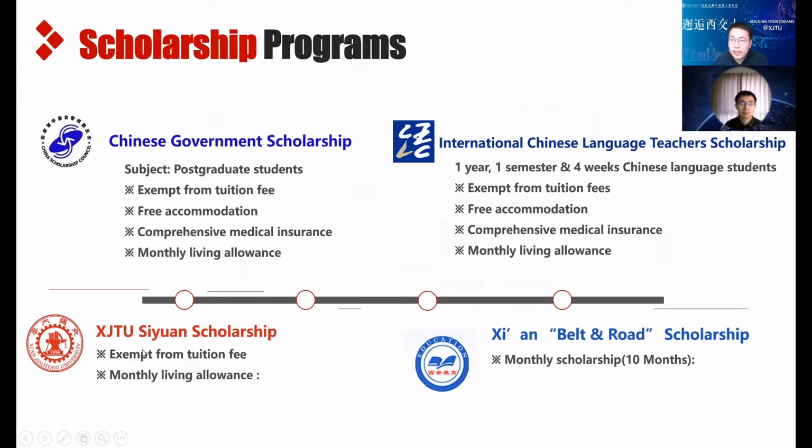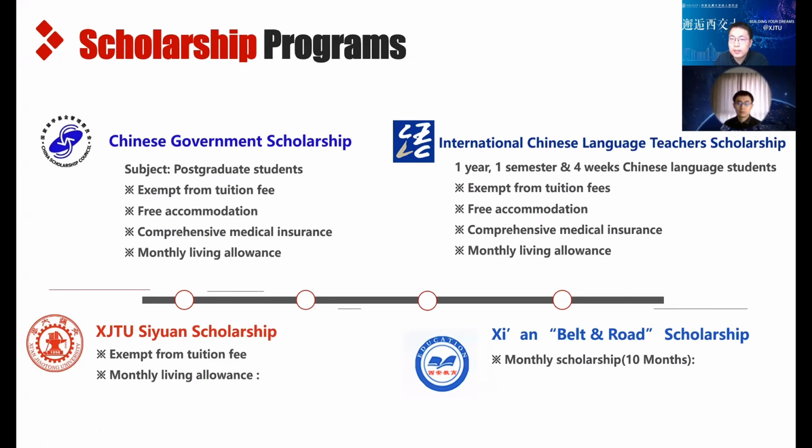The next one is the XJTU Xi'an Scholarship. This one is sponsored by our university, and it includes free tuition and a monthly living allowance. The third one is our Xi'an Belt and Road Scholarship. This comes from the scholarship of our city government of Xi'an, and it includes a monthly living allowance for 10 months a year.